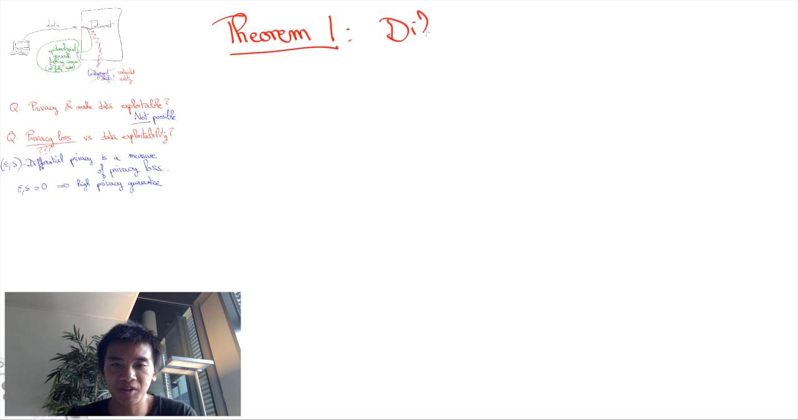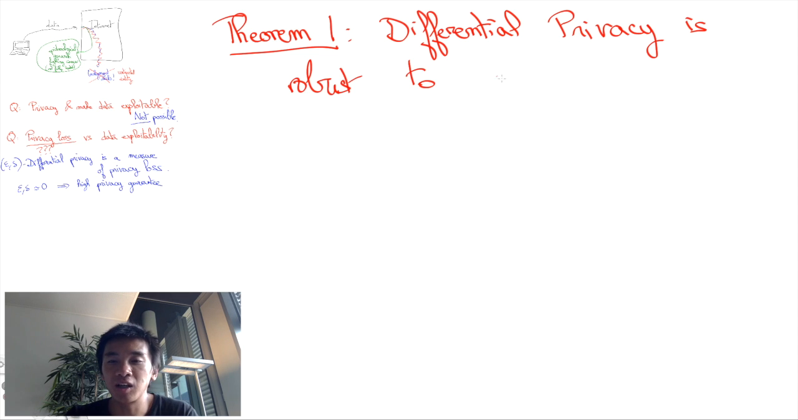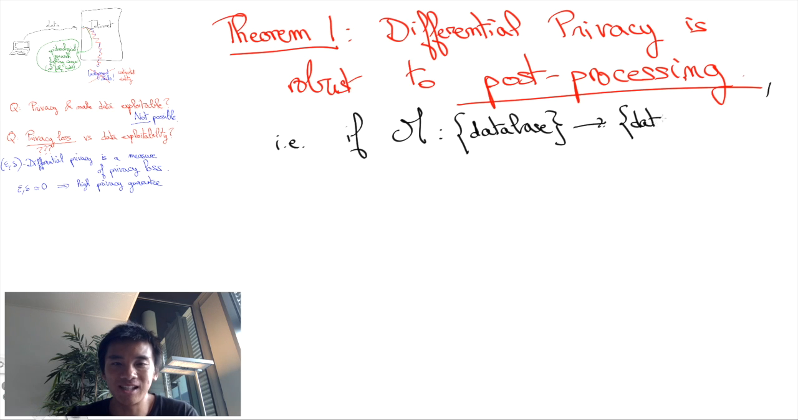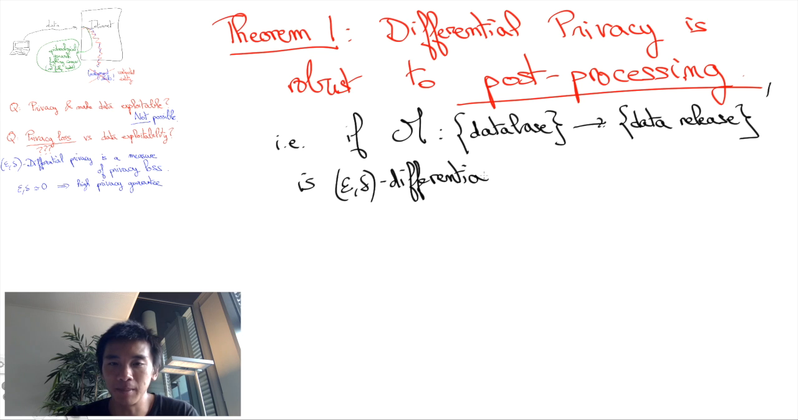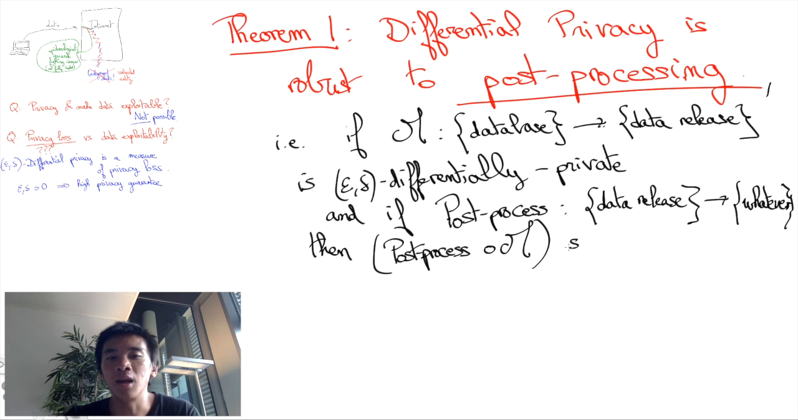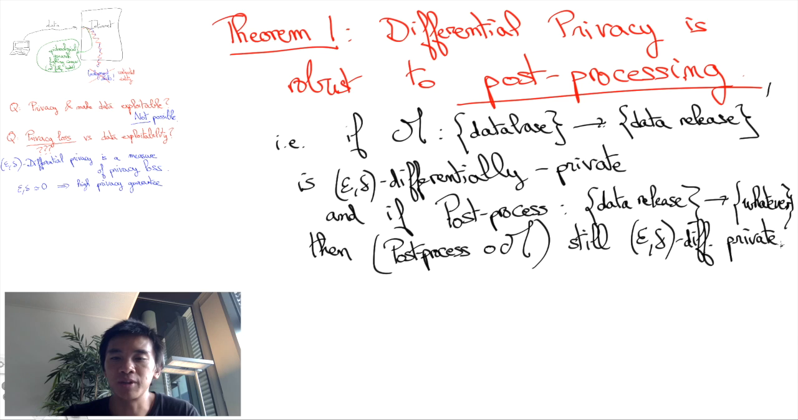First, it is robust to post-processing and combination with other public data. No matter how an attacker manipulates the data released by a differentially private mechanism, and no matter how he combines it with available public data, the attacker will not be able to retrieve more than epsilon-delta differentially private information about you. Second is the composition property.